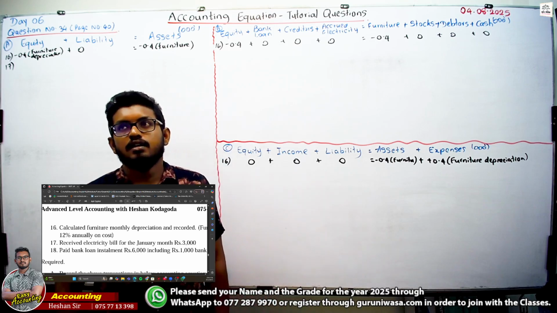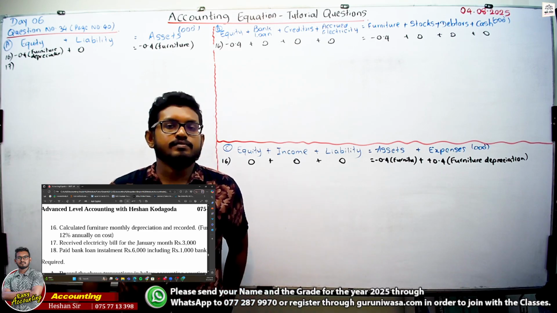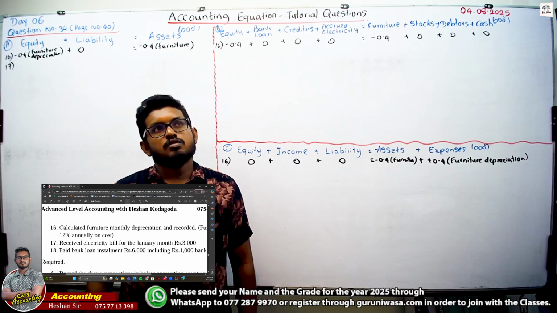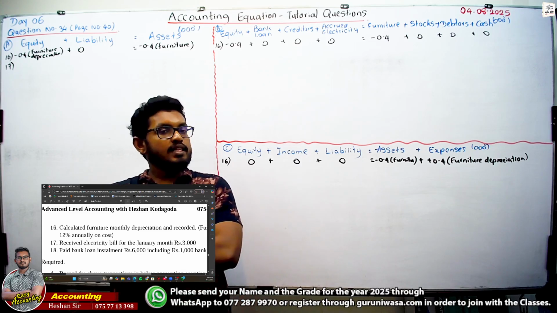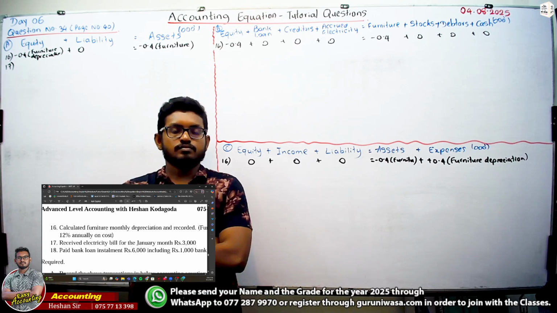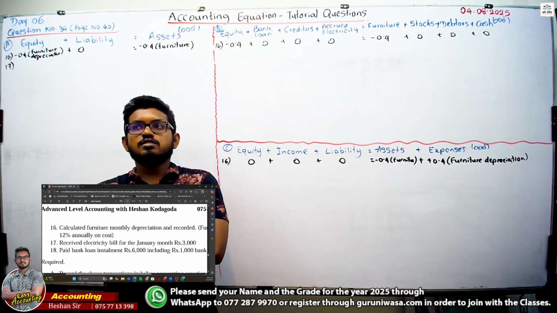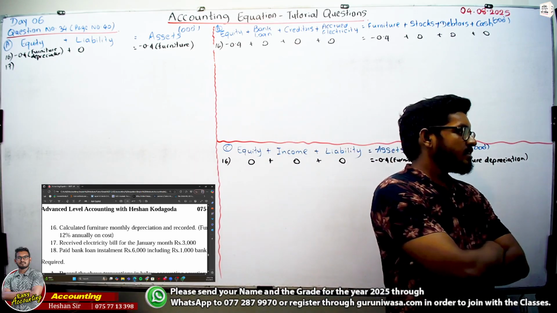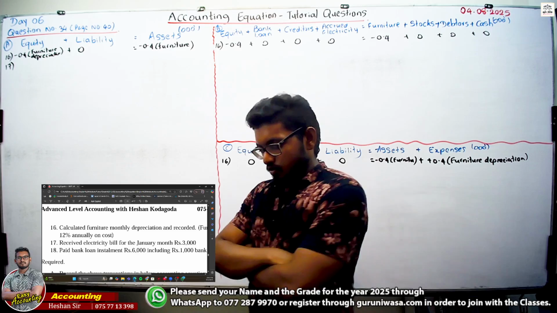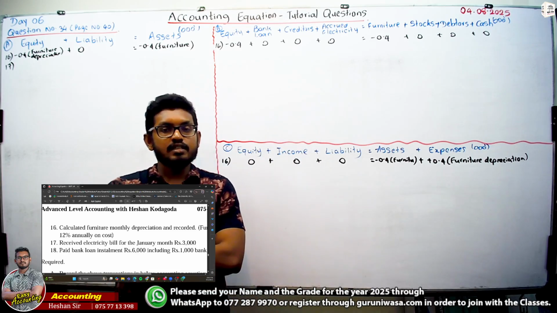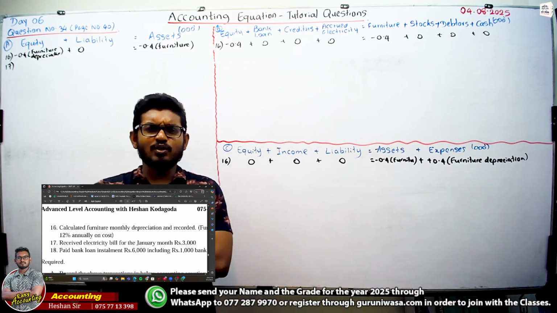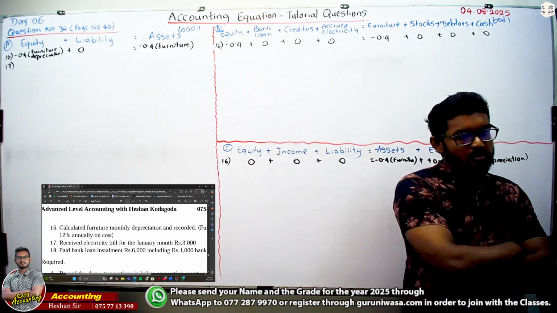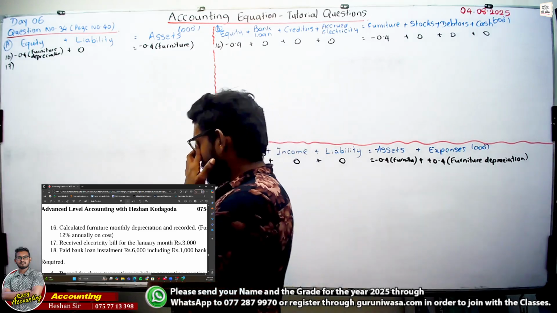Paid 12,000 building rent, right? For January, February, and March month, the first 3 months. Easy, clear to you, right? Paid rent for 3 months during the January month. How do we record? Paid building rent 12,000 for the January, February, and March month.